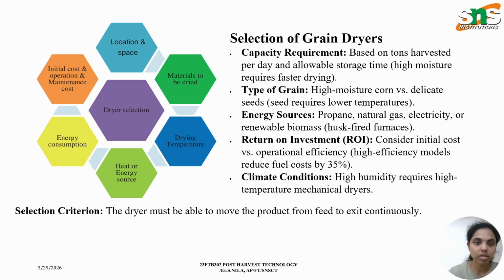The second one is type of grain. High moisture corn, for example, needs faster drying, while delicate seeds require lower temperatures. The third one is energy source: propane, natural gas, electricity, or biomass like husk fired furnaces. So these are the energy sources preferred for the dryers.